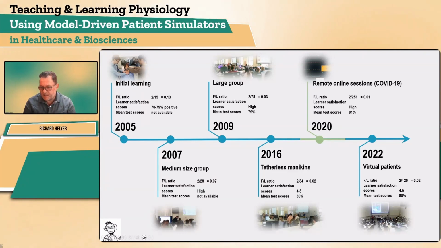And as we upscale to medium-sized groups, then to larger groups, and then to tetherless mannequins in 2016, around then, you can see our ratios really get smaller and smaller. 2016, we're going to a ratio of 2 faculty with 84 students. And that's just because that's how many fitted into a particular rotation. The students are off doing other things when we're not teaching them a sim.